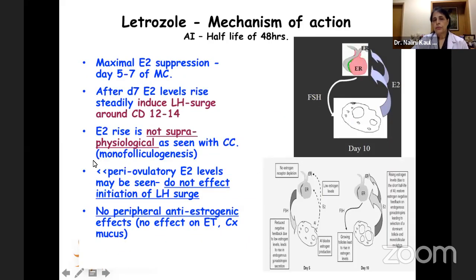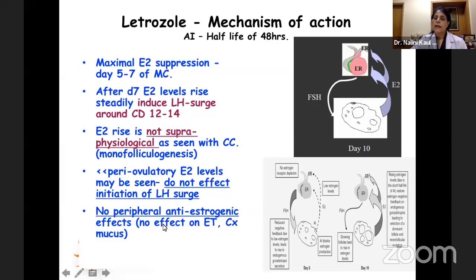It has a shorter duration of action, so that by day 7 of the cycle, the effect has gone, the estradiol levels start rising again, so that they are able to induce the LH surge in the mid-cycle. However, for those of you who have ever looked at estradiol levels within the cycle, you may have noticed that the estradiol levels are really, really low, sometimes even just 60 or 70. However, despite that, the LH surge is mounted and the patient does ovulate.